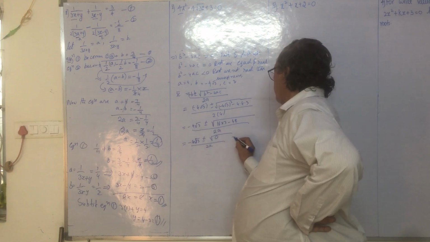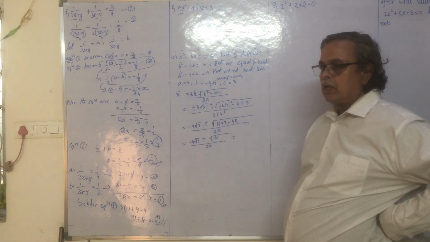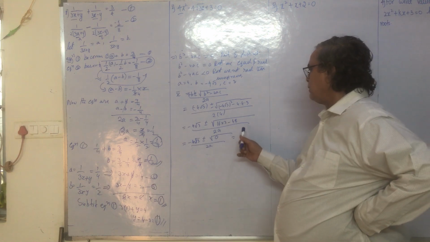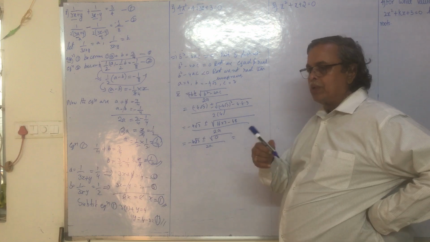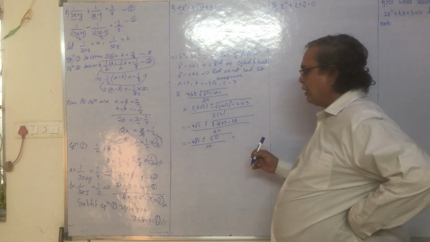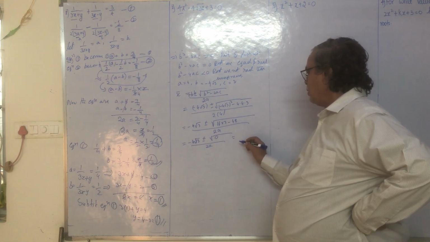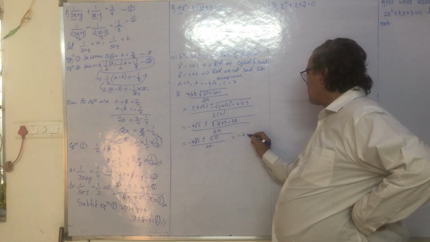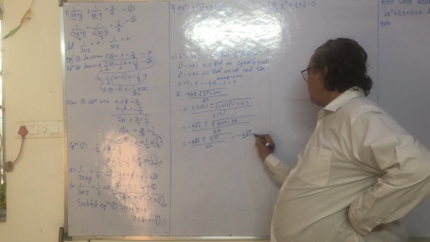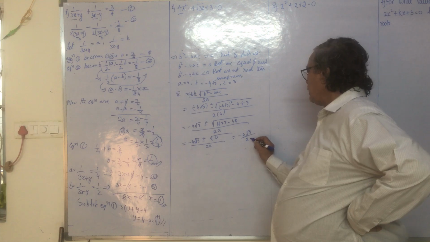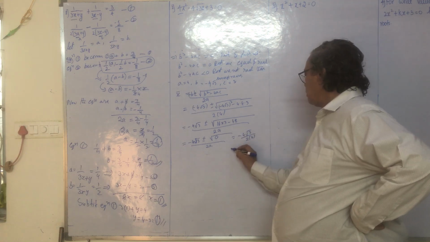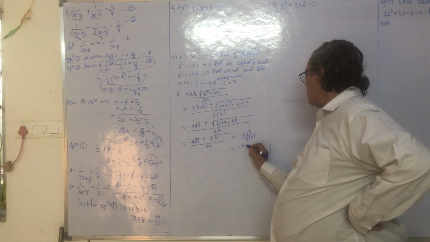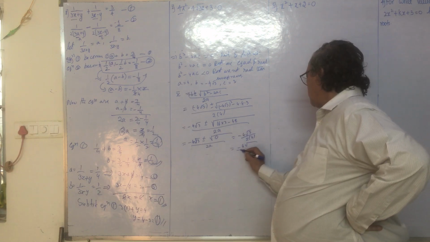Then what will happen? Minus 4 root 3 by 2 into a, and a is 4 there, under 4. This is equal to minus 4 root 3 by 8.